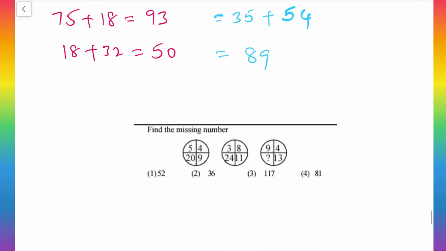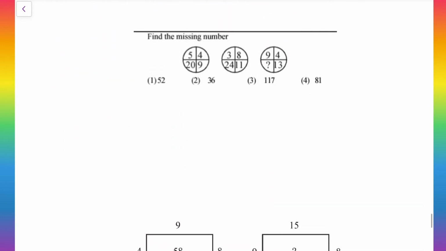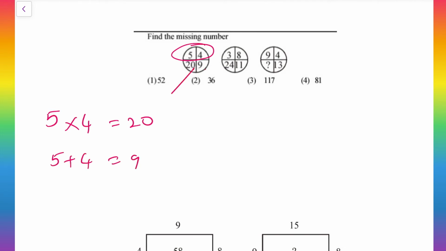Okay, let's move to the next question then. Here the next question is: 5, 4, 20 and 9; 3, 8, 24, 11; 9, 4, something, 13. Okay, I got the logic here. The simple way to say it: these two numbers, if we take 5 and 4, 5 into 4 is 20, 5 plus 4 is 9. 20 he wrote here, 9 he wrote here.